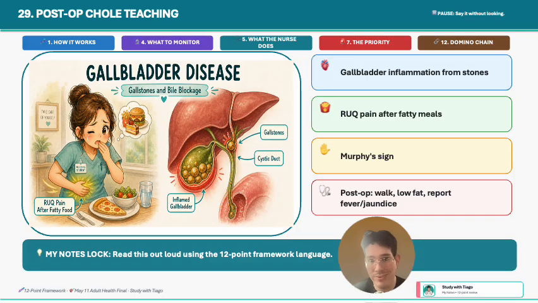So the red flags I want to teach are fever, jaundice, abdominal pain, right? Persistent vomiting, dark urine, pale stools, or signs of infection. Those can signal bile duct issues, infection, or another complication. Okay, so post-op cholecystectomy, right? The teaching is walk, watch wounds, low fat at first, and report fever or jaundice. Okay.